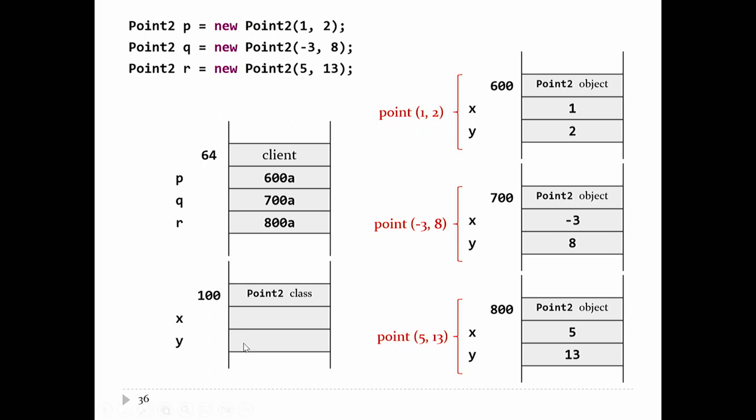So classes are blueprints. That's a blueprint for that object. The constructor, that thing there, is the thing that fills in the actual values of the object. And now you've got 3 separate Point2 objects in memory, each having their own set of coordinates.